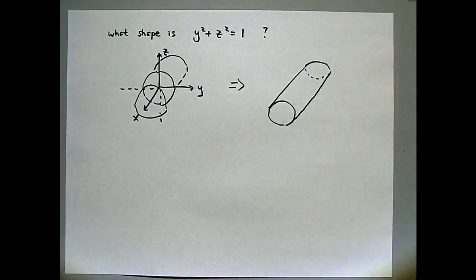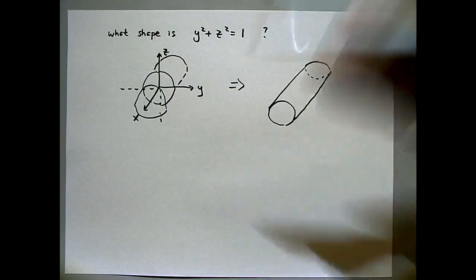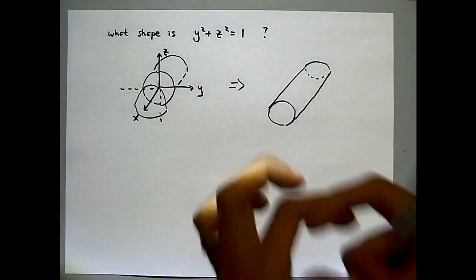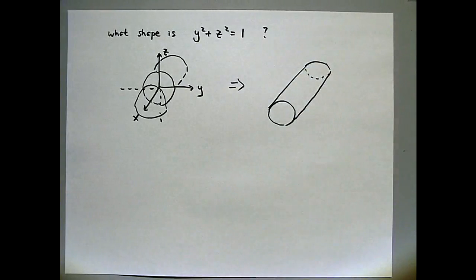Something like that, a tube, a pipe, a cylinder, whatever. Does that make sense? If you see a missing variable, that tells you that variable extended to any number doesn't change the cross-sectional shape. If I slice at any x, I see exactly the same cross-section.